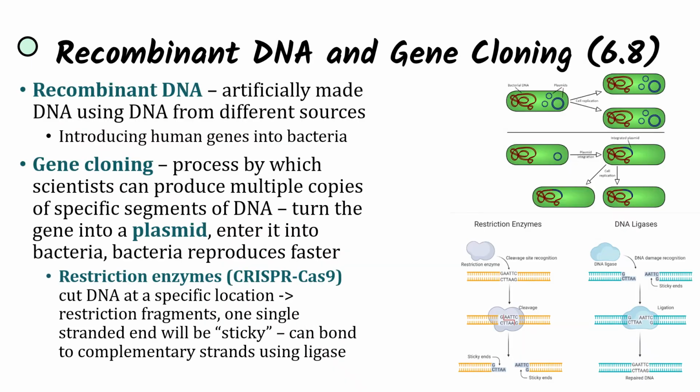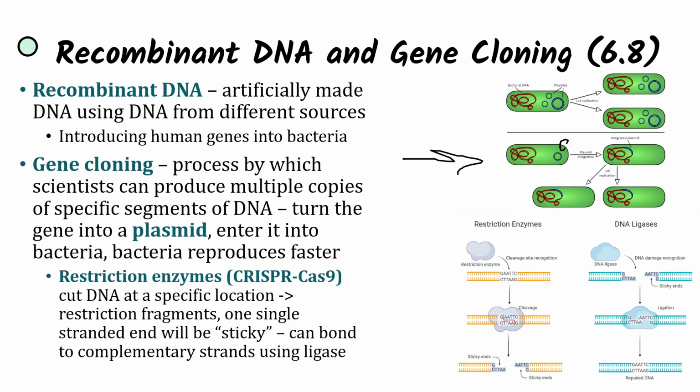And for the very last slide here, we're going to talk about recombinant DNA and gene cloning. So recombinant DNA is artificially made DNA using DNA from different sources. This is such as introducing human genes into bacteria, which can then be introduced as a plasmid and taken up by the bacteria. As we can see here, this plasmid that could contain human genes is introduced into the bacterial chromosome, and once the bacteria divides and starts expressing its genes, these human genes will be expressed by the bacteria.